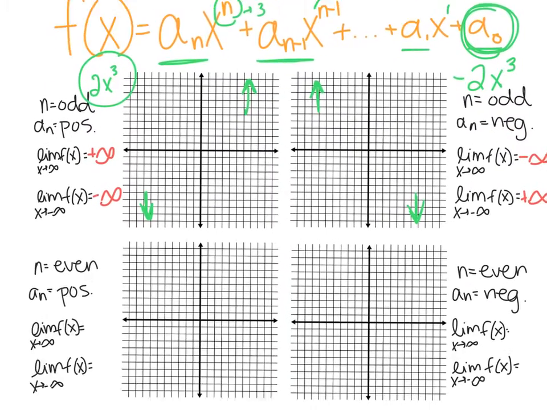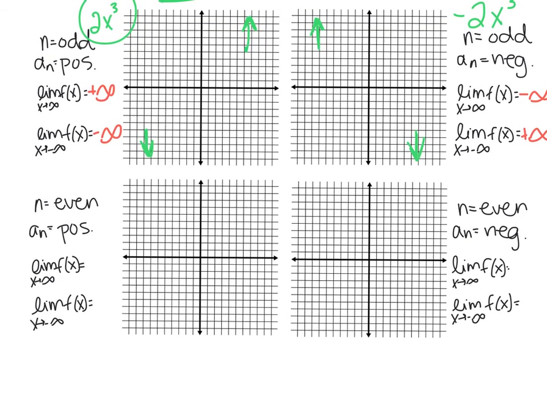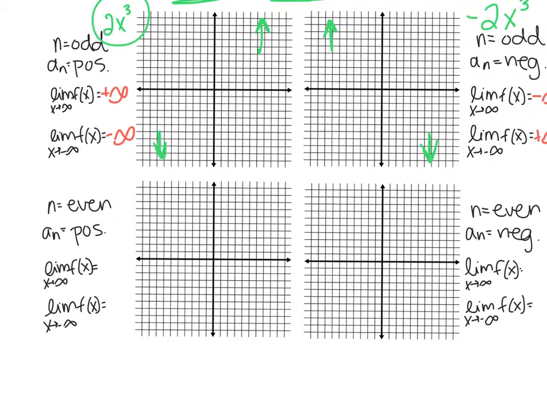Now we're going to look at what happens when our n, our exponent on our first term, is even. The first one we're going to look at is when n is even and a sub n is positive. Again, if we want to use numbers, we could say 3 times x to the 4th. If this is the first term of our polynomial, our function is going to look something like this, where our endpoints are going up into positive infinity on both sides. And we can relate this to the graph of a parabola, right?